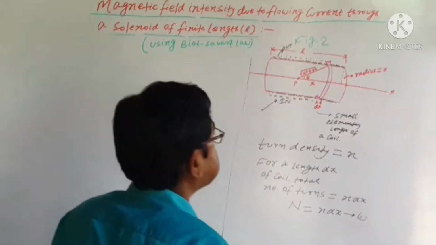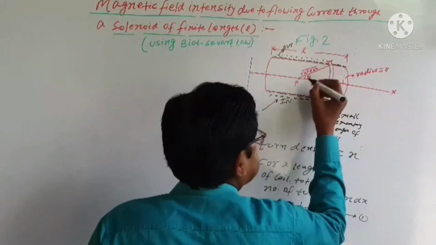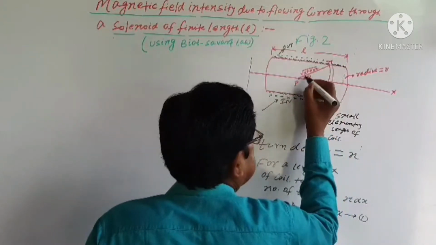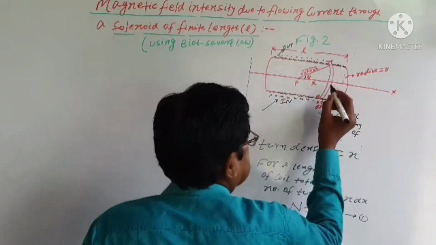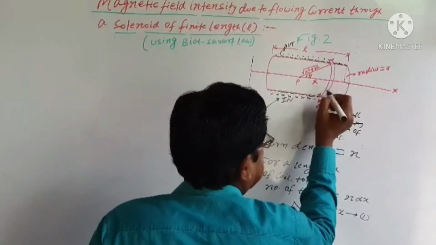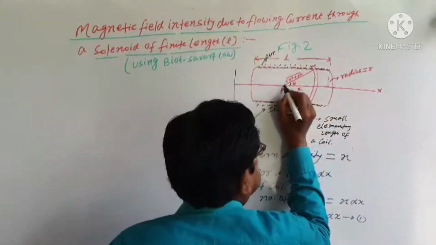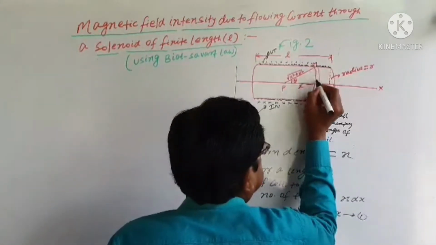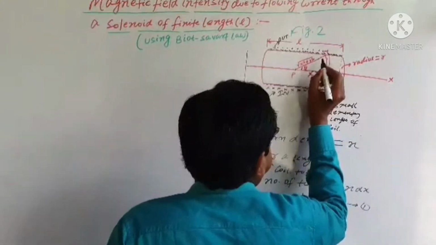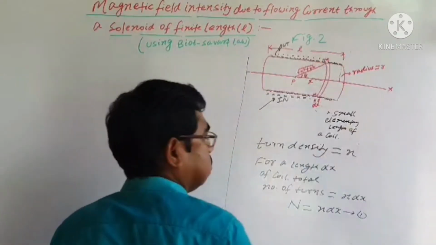Now, this part makes an angle from point P, this is theta. And the distance between P and that very part dx is x. So, it is treated as base, perpendicular and this is hypotenuse. So, the value is the square root of x square plus r square. Okay.